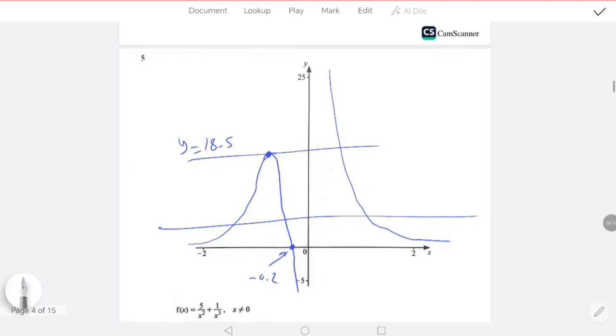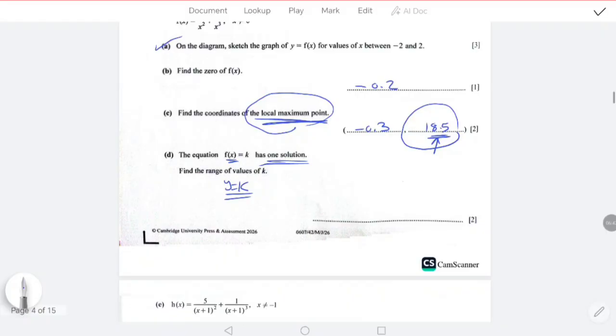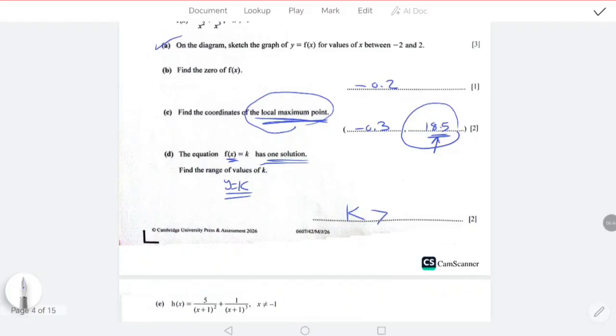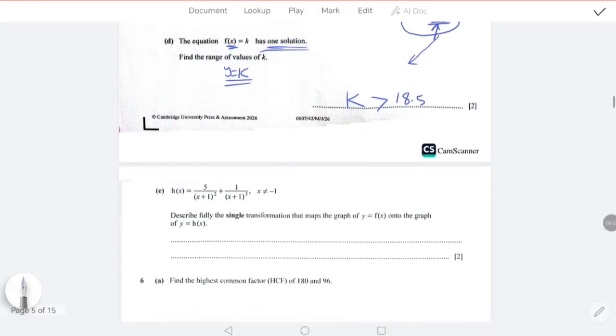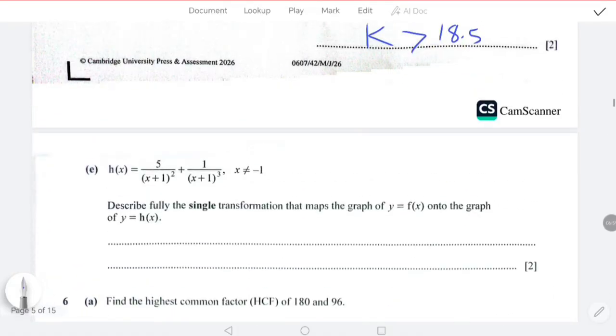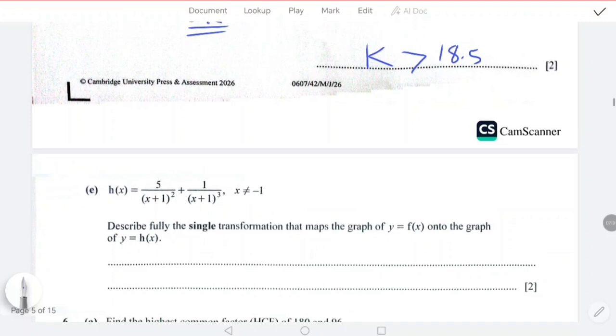It's good that you had it before. So it should be k greater than this 18.5, because we are talking about the values of the y-axis, which here is k. Okay? So the last point, they are talking about what's happening in this function.